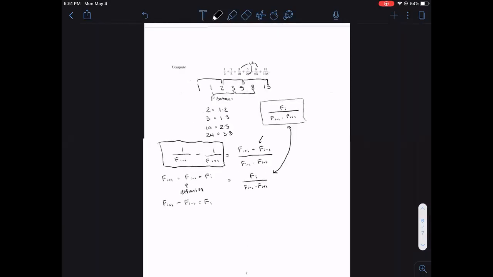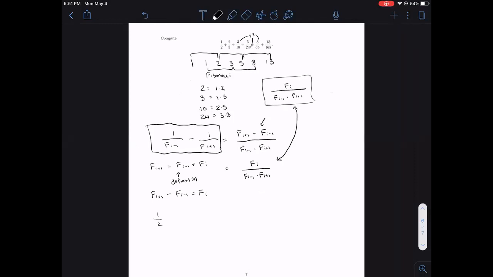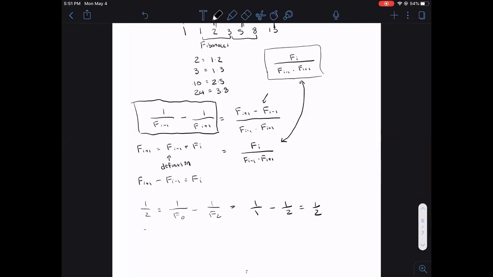So how do we plug this back in? Well, 1/2 is equal to 1 over f_0 minus 1 over f_2. We can actually confirm this: 1 over 1 minus 1 over 2 is 1/2. The next element, 2/3, is 1 over f_1 minus 1 over f_3, which is 1 over 1 minus 1/3.